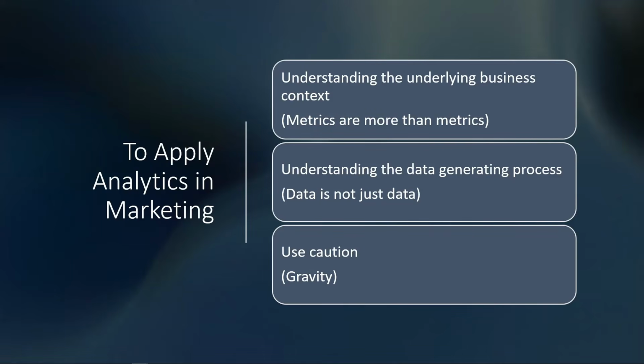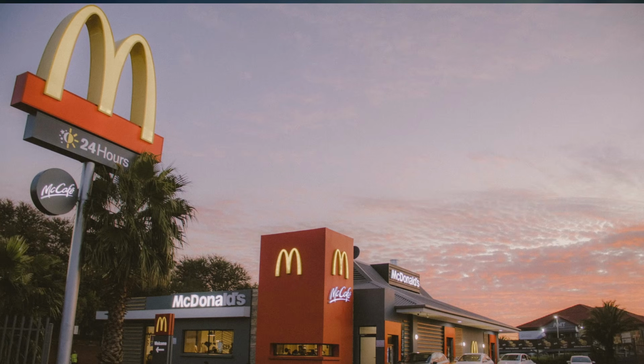So to recap, in order to apply analytics in marketing, we need to be aware of 3 things. First, we need to understand the underlying business context. Metrics are more than metrics. How the business operates matters. A company-owned restaurant versus a franchise restaurant, they operate differently.